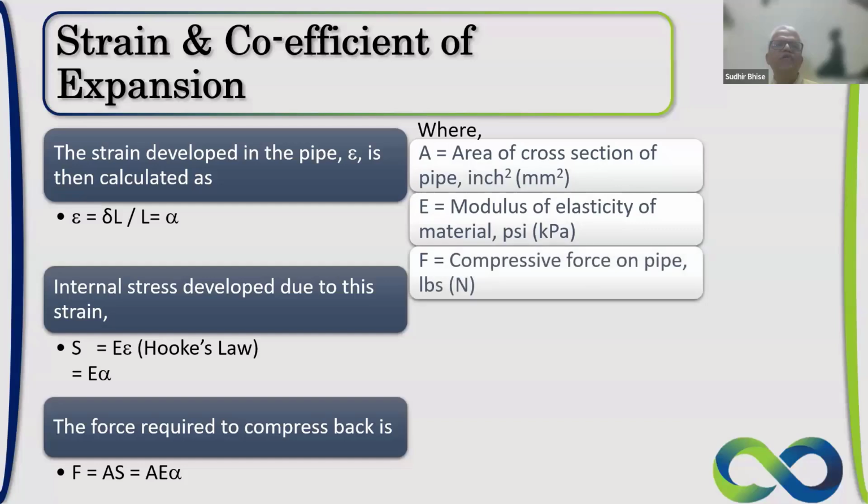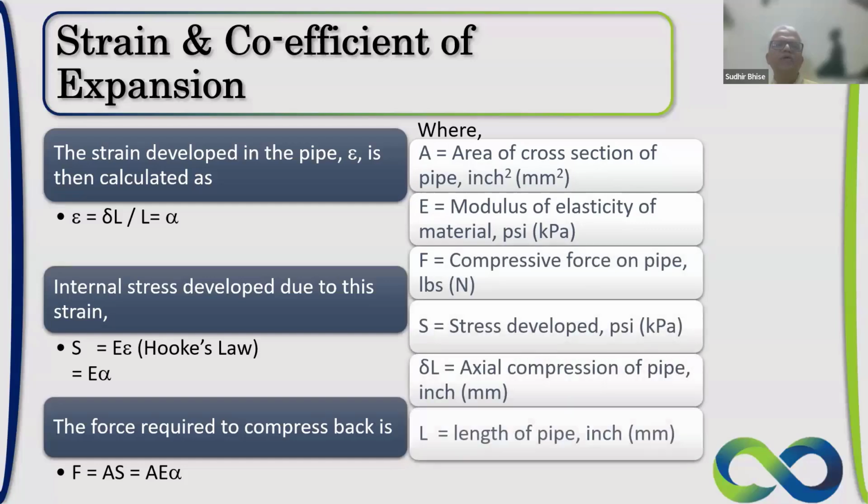Where A is the area of cross section of the pipe, E is the modulus of elasticity, F is the compressive force, S is the stress developed, delta L is the actual compression of the pipe, and L is the length of the pipe. So if you follow these units, then you are going to get the amount of force required to keep the pipe in place by that amount.